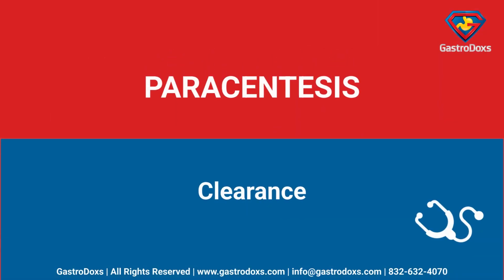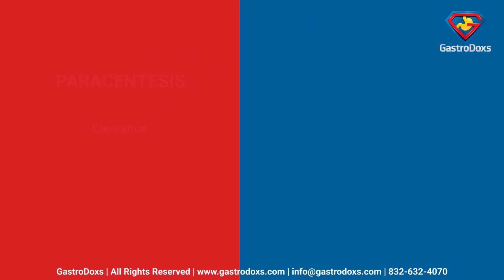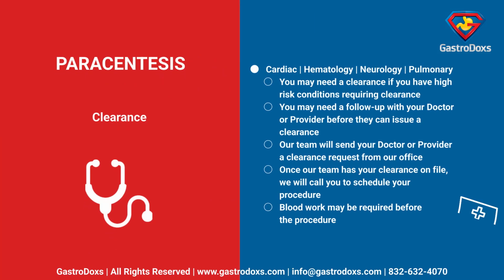Clearance. Cardiac, hematology, neurology, pulmonary. You may need a clearance if you have high-risk conditions requiring clearance. You may need a follow-up with your doctor or provider before they can issue a clearance. Our team will send your doctor or provider a clearance request from our office. Once our team has your clearance on file, we will call you to schedule your procedure.